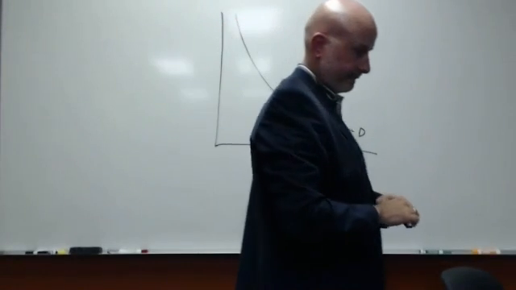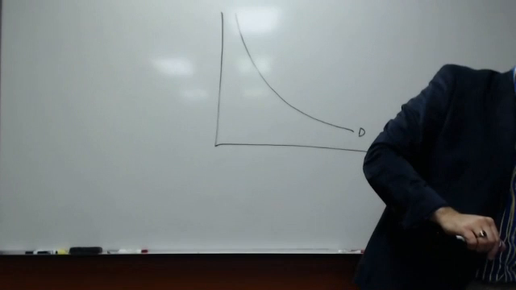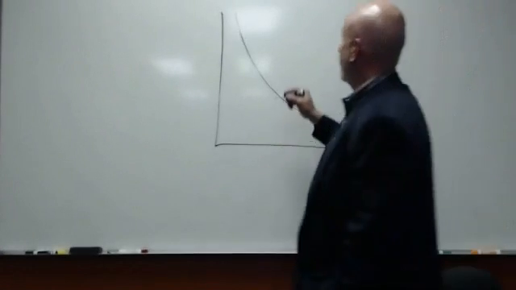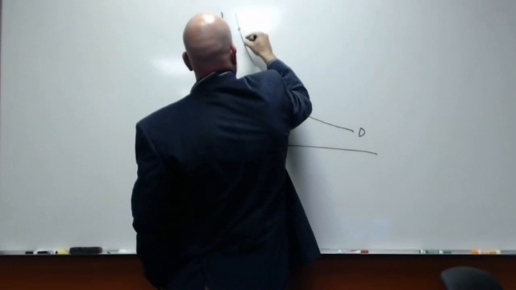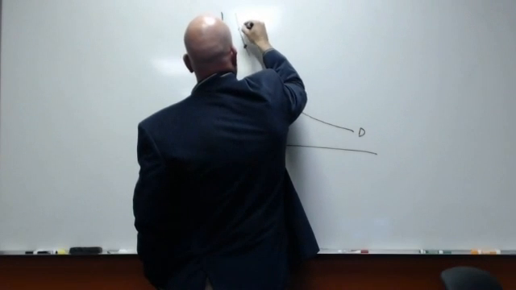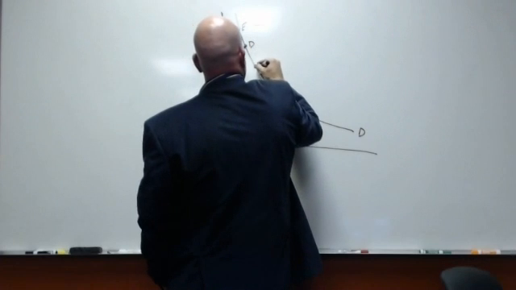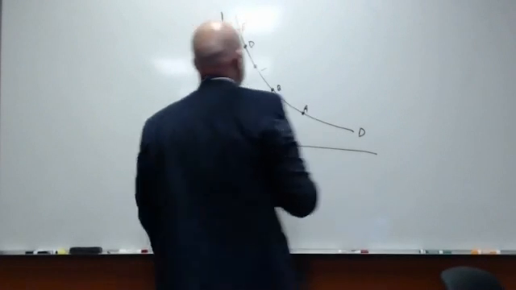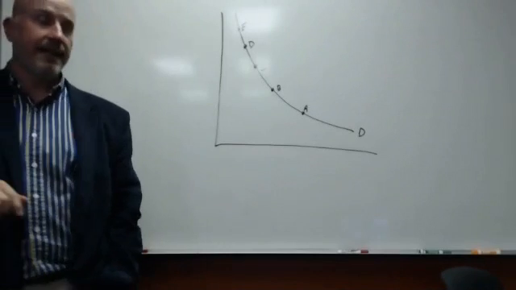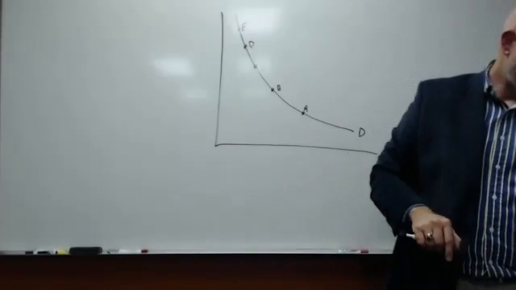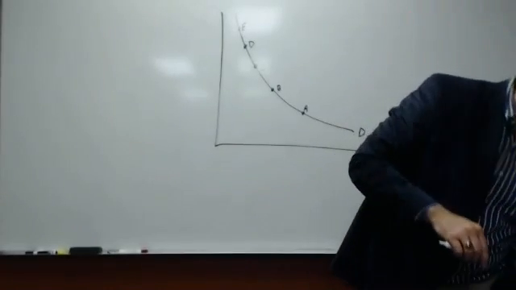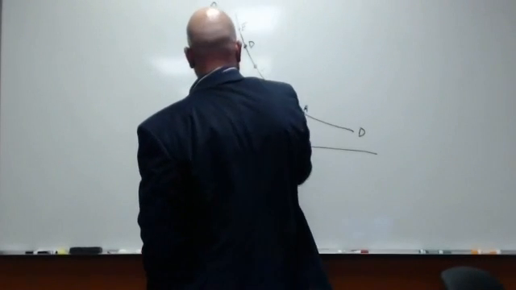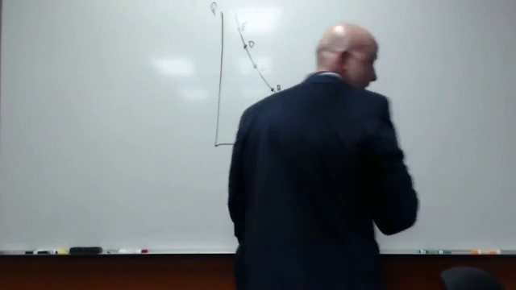Draw that up here. Now, on this curve, I'm going to give data points of A, B, C, D, and E. Now, to illustrate this, we're going to put, again, price. This is my y-axis, and we're going to put quantity down here.